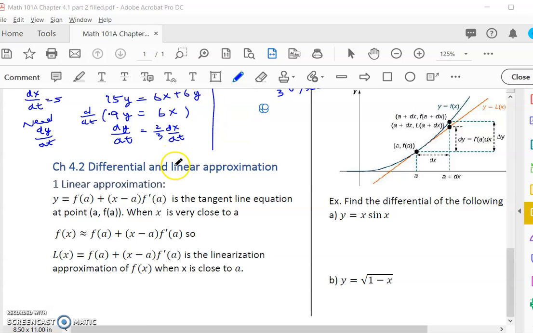Hello, calculus student. This video is for chapter 4.2, differential and linear approximation part 1. And we are going to talk about linear approximation.